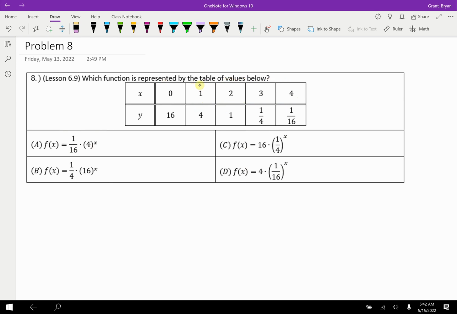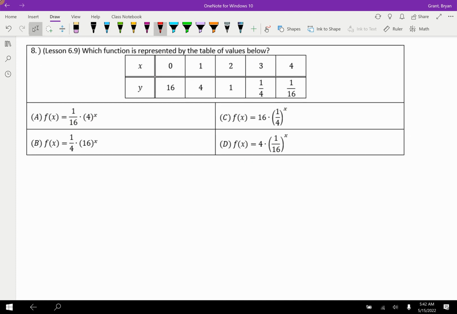Now we have two ways to do this. We'll go the more technical way, the way that people would expect you to do it, and then we'll give you a guess and check method as well. So, how are you expected to do this problem?